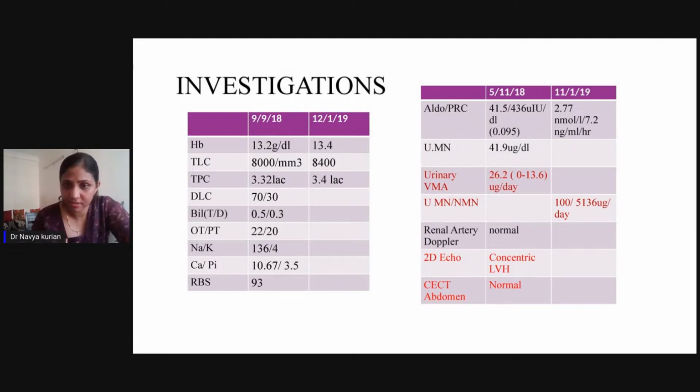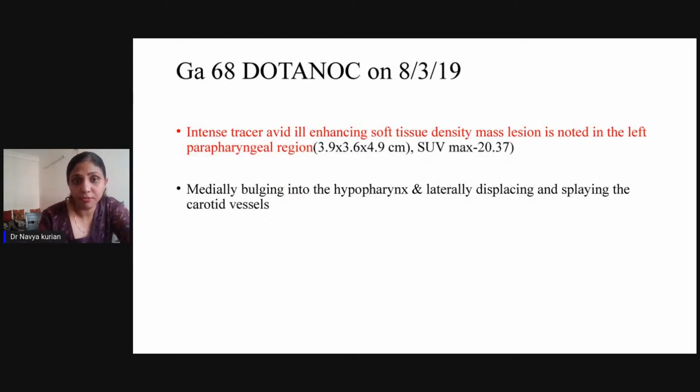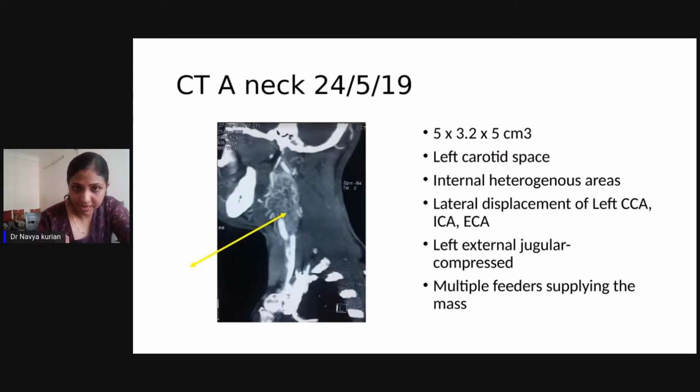Since he had history of resistant hypertension and paroxysm, his 24-hour metanephrine, normetanephrine urine collection was done, and normetanephrine was very high. It was more than 3 times the upper limit of normal. His 2D echo revealed concentric left ventricular hypertrophy. Since biochemically his diagnosis was confirmed, we proceeded for anatomical localization, that is, contrast enhanced CT of abdomen, but it was normal. So, a functional imaging with gallium-68 DOTANOC scan was done, which revealed an intense tracer-avid lesion in the left parapharyngeal region. A CT angiogram of neck was done for further delineation. It was a 5 into 5 centimeter mass in the left carotid space.